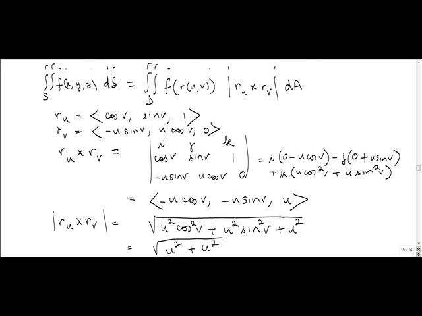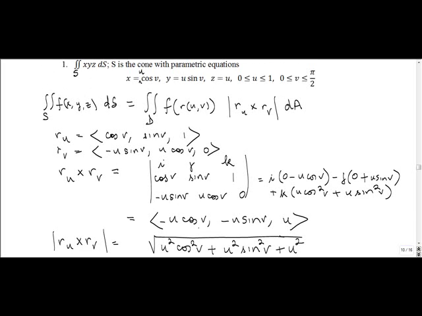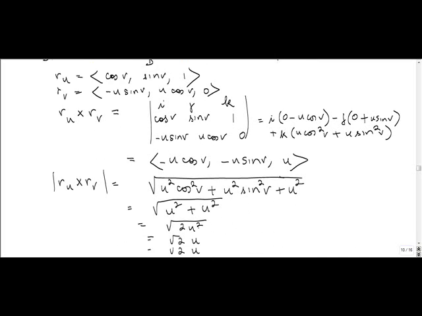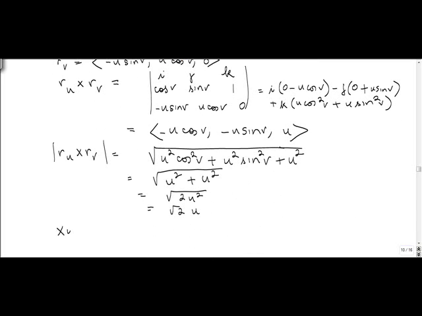Then let's set up the integral. Or even before that, what is our function? Let me go back up. X, Y, Z. Let us write this in terms of U and V. So take X, Y, Z and put the values of X, Y, and Z in there. So that is u cosine v times u sine v times u, which is equal to u cubed cosine v sine v. Okay, we're ready to set up.